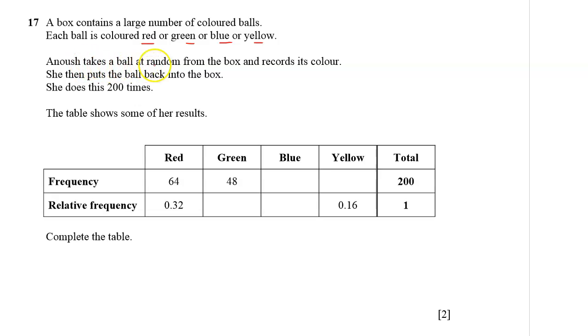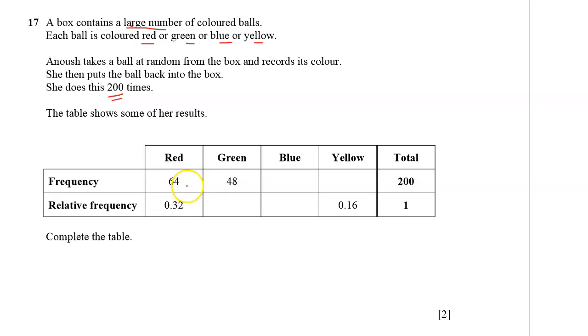Anush takes a ball at random from the box and records its color. The box contains a large number of these balls. She then puts the ball back into the box. She does this 200 times. The table shows some of her results.